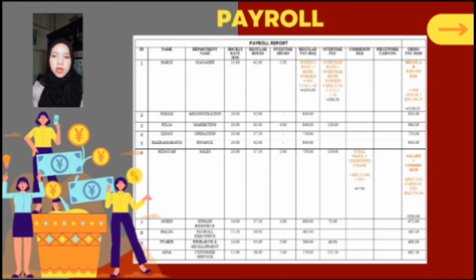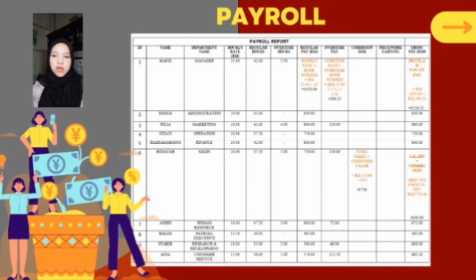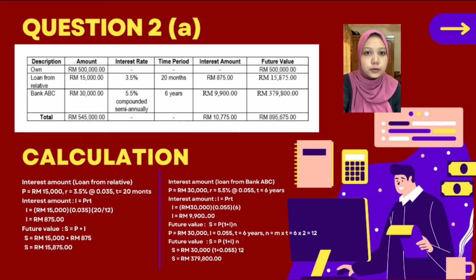To get the gross pay, we have to add 750 ringgit plus 150 ringgit plus 2,750 ringgit, which equals 3,650 ringgit.